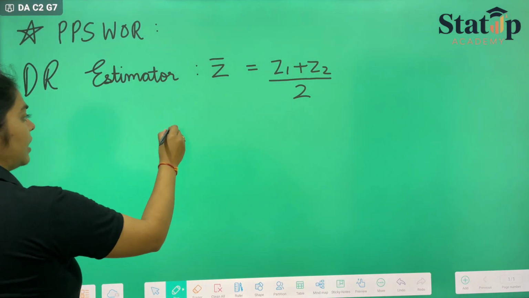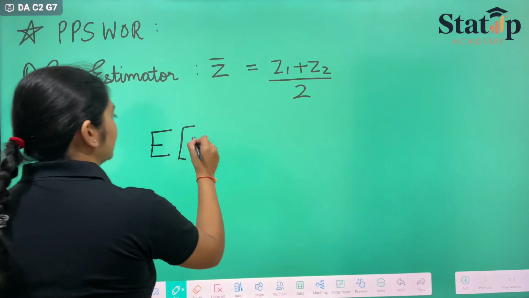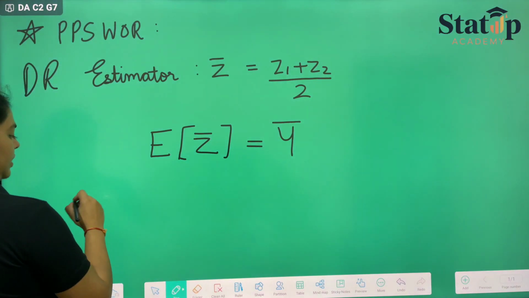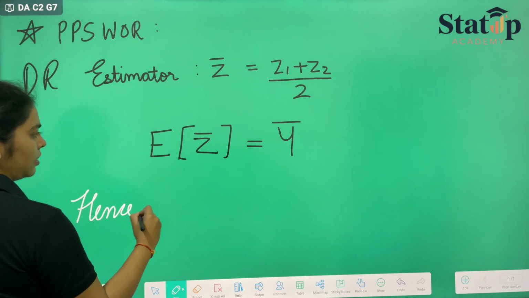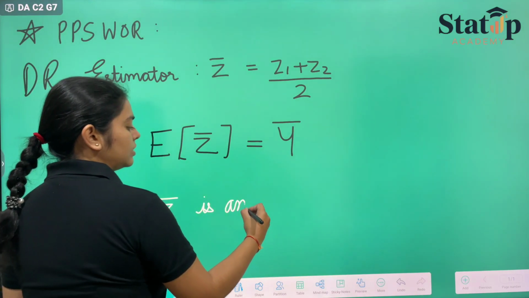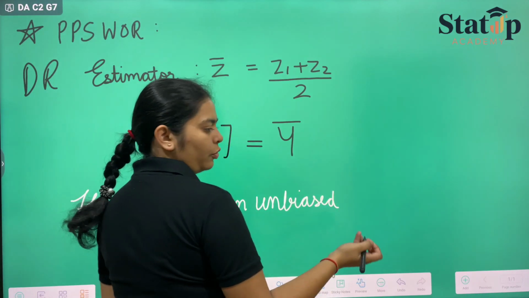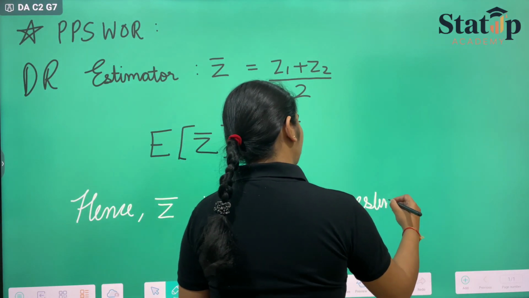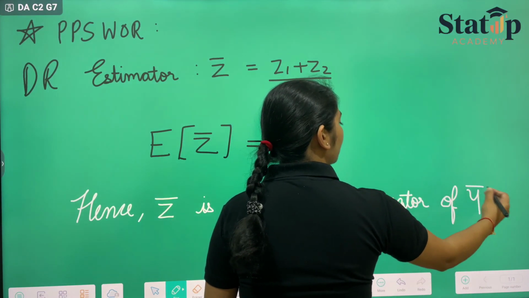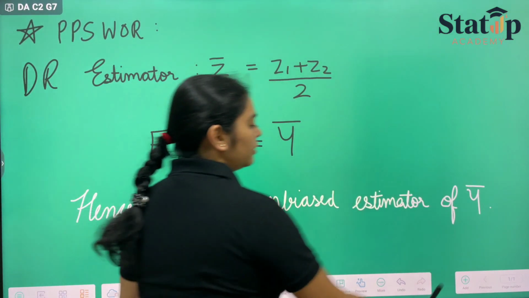In the previous class we discussed that the expectation of this estimator was nothing but equal to the population mean, and hence we can say that this estimator is an unbiased estimator of the population mean, which we wanted to prove as well. So I hope till here all the things have been clear. Moving forward with the variance.